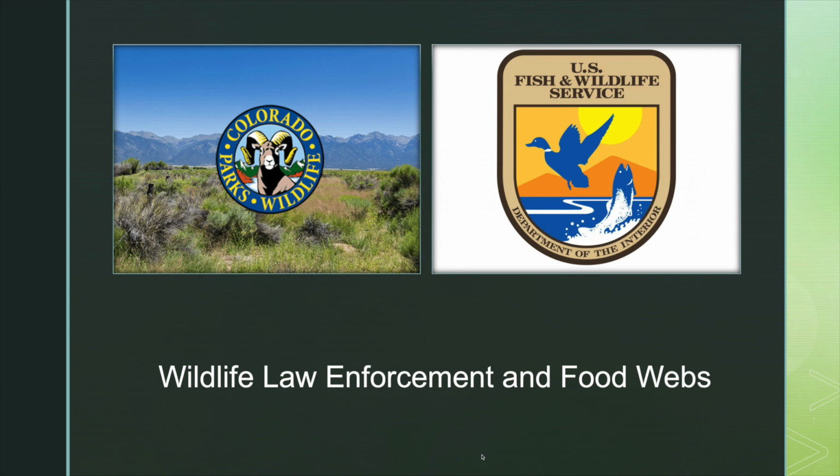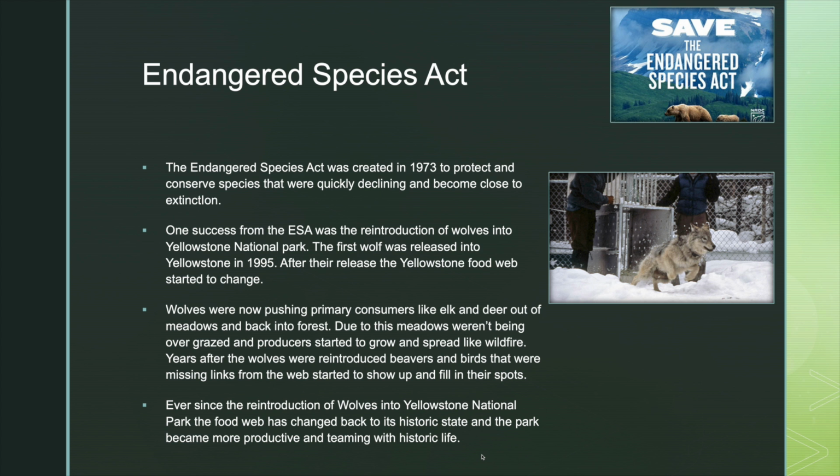Wildlife law enforcement and food webs. Endangered Species Act. The Endangered Species Act was created in 1973 to protect and conserve species that were quickly declining and becoming close to extinction. One success from the ESA was the reintroduction of wolves into Yellowstone National Park. The first wolf was released into Yellowstone in 1995.